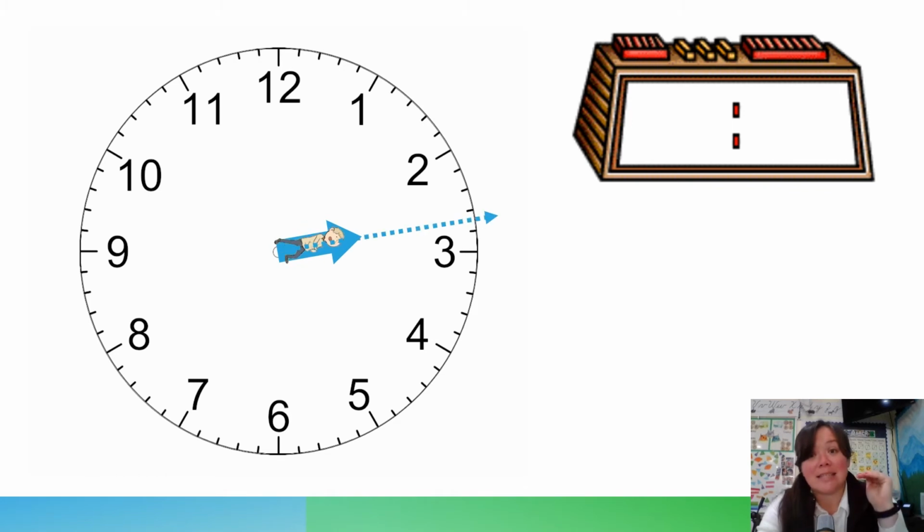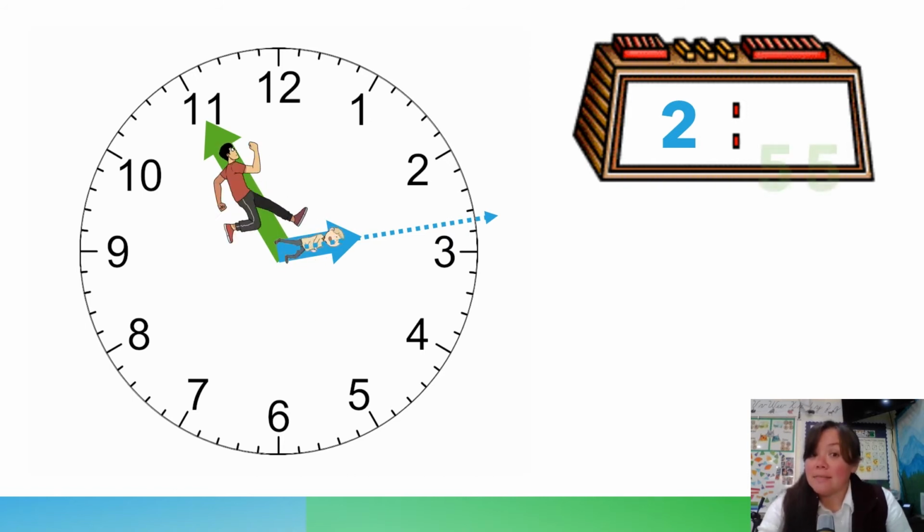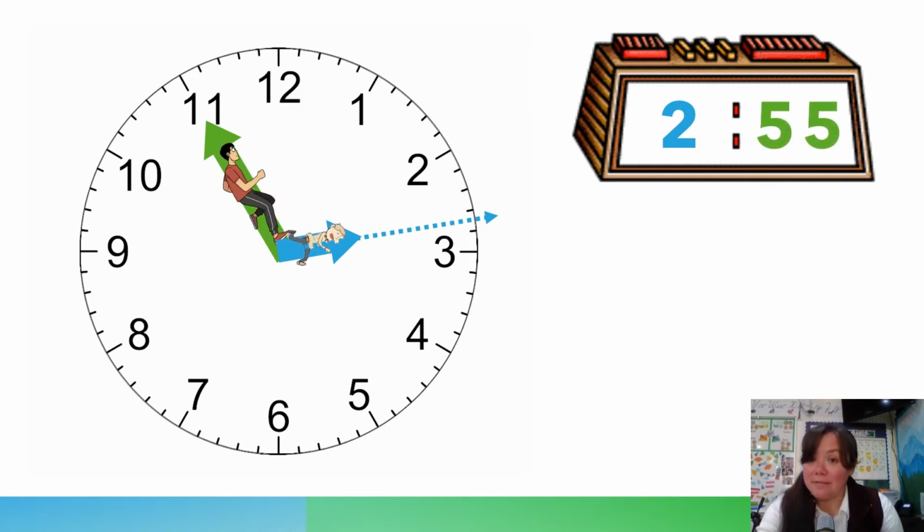Poor guy, he is still only on lap 2. He hasn't completed it yet. So it's still on the 2 o'clock hour. And our minute hand is pointing right there to the 11, and that would mean he has completed 11 sets of 5, okay? And 5 times 11 is, hopefully we remember, 55, and so our time is 2:55.